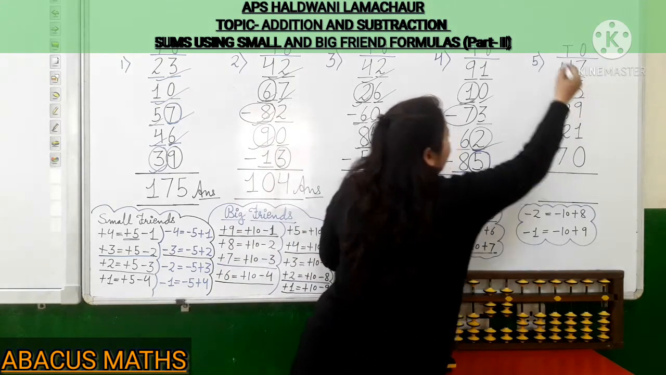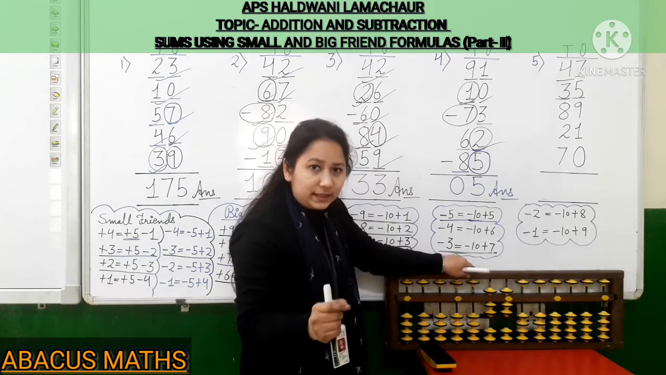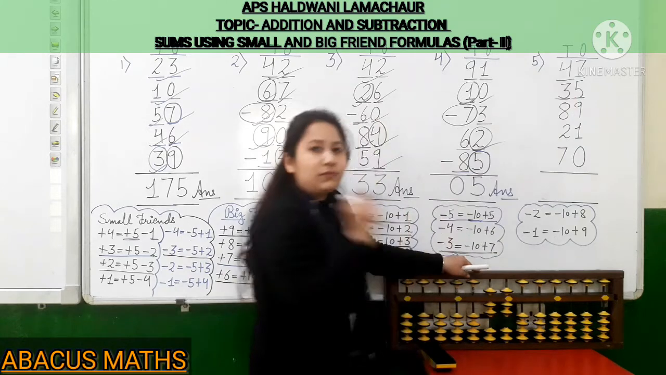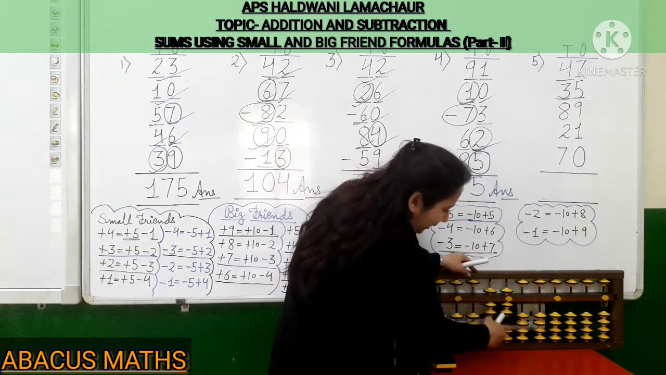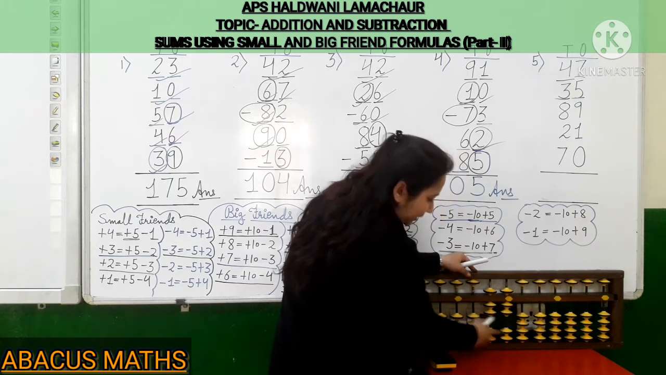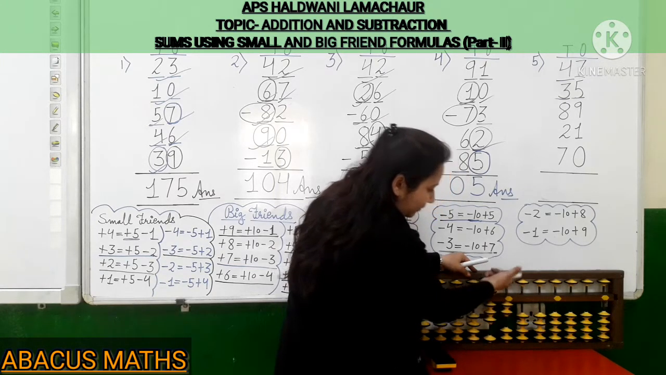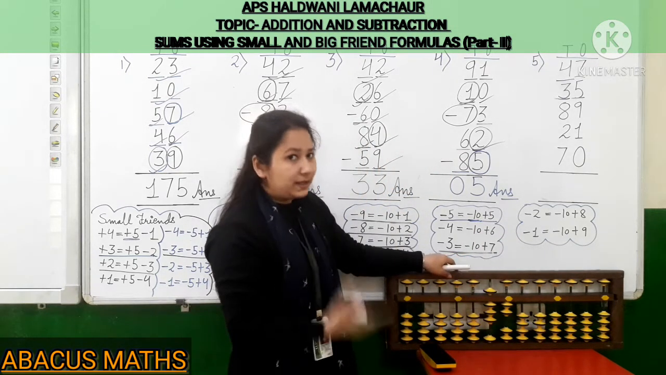Now next we have to add 5 in 1's. See, 5 is already added. So we will take the help of the big friend formula. For adding 5, the formula is plus 10 minus 5. So 5 we have to add here. So plus 10 we will do here in the 1 rod up, and minus 5 from the same rod. See, orally I am applying the formulas.